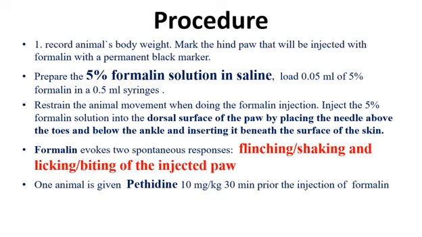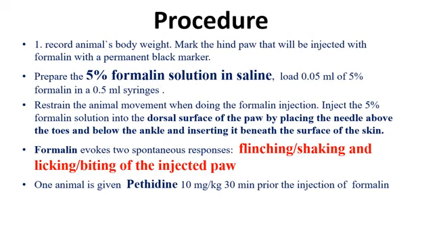Then formalin will evoke two spontaneous responses due to the sensation or initiation of pain at the area. These include flinching or shaking, a rapid movement of the limb itself, where the animal will try to get rid of the noxious stimuli, and then licking or biting in order to decrease the sensation of the pain on the injected paw.